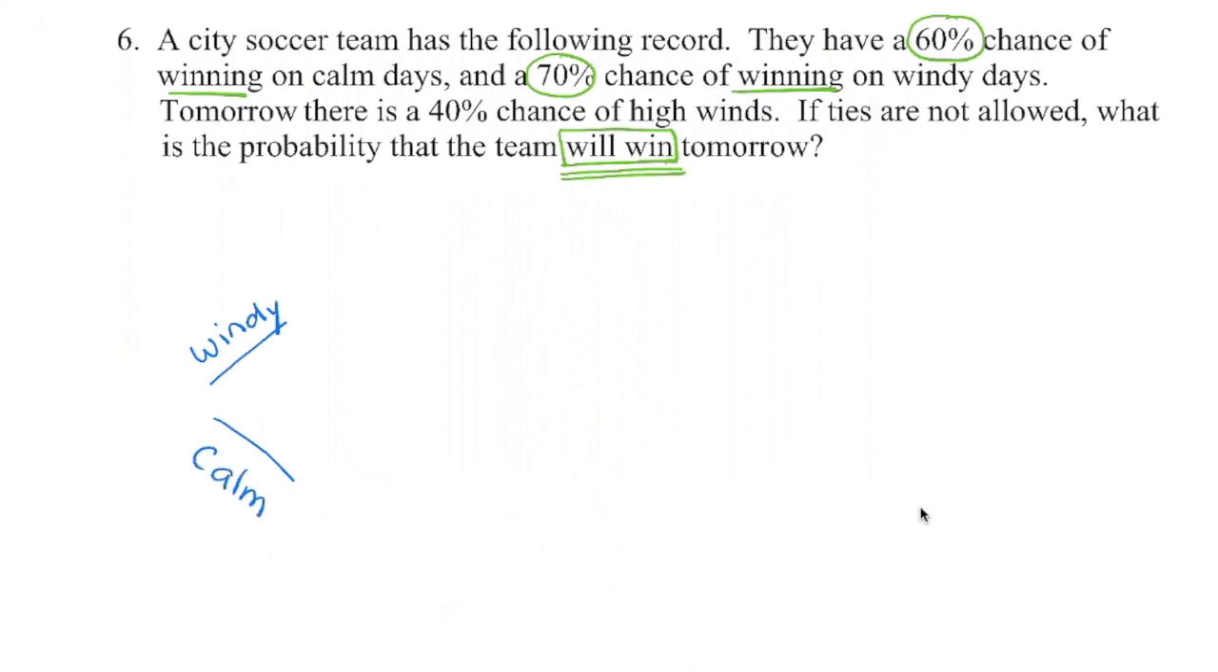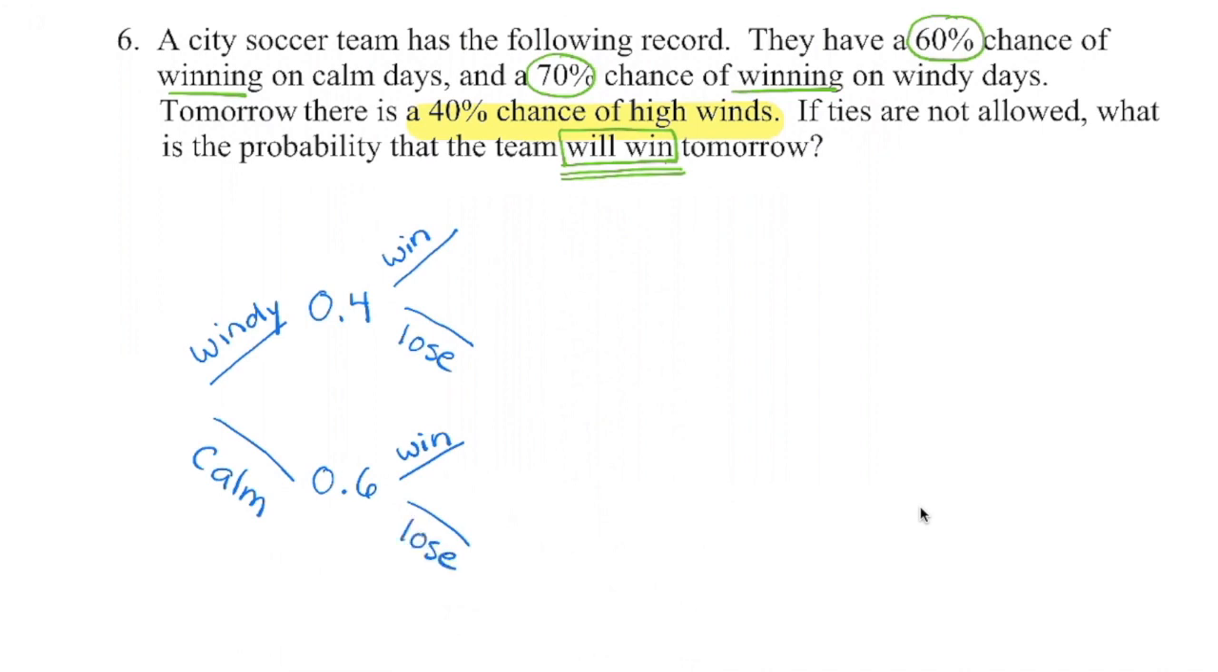So tomorrow I have a 40% chance of high winds. So then if I go over here and say, okay, so tomorrow there is a 40% chance of high winds, which means there is a 60% chance that it's going to be calm. These 2 numbers together have to add up to 1. I'm either going to win or lose tomorrow. And the same thing with being calm. I'm either going to win or I'm going to lose.